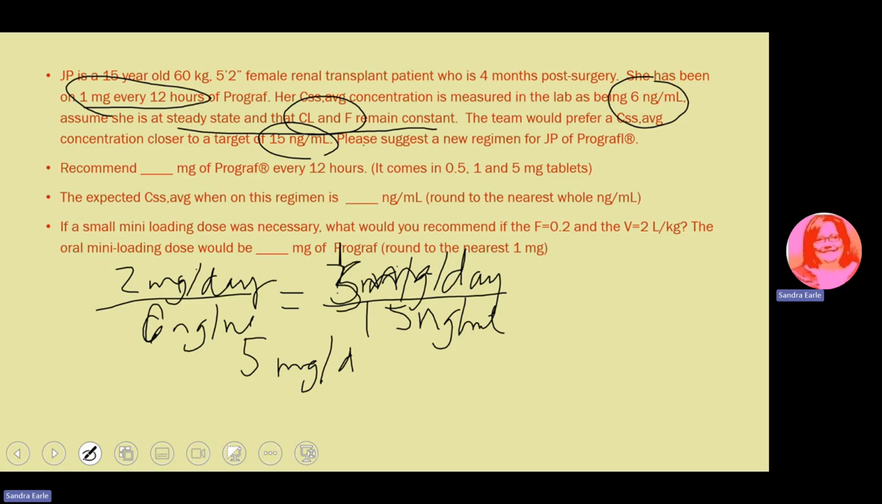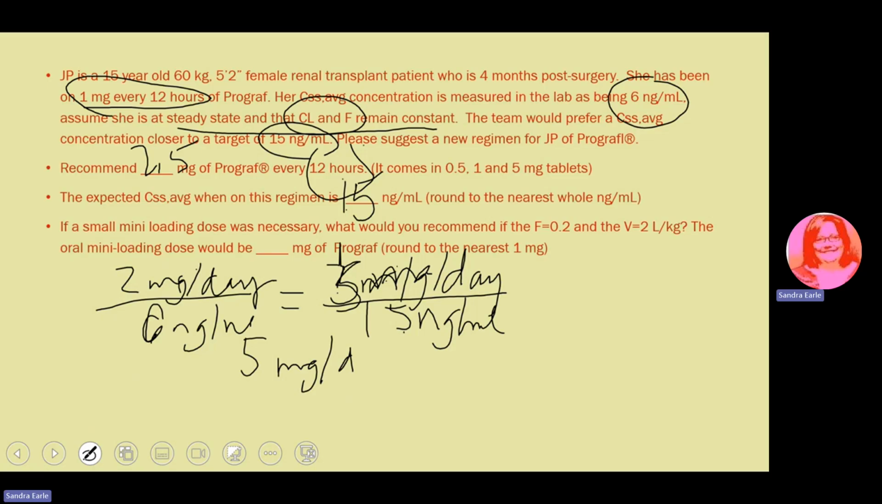So if we're going to give it every 12 hours, we're going to give 2.5 milligrams per dose. And we didn't have to round or anything, so we're going to expect to get a concentration of 15 nanograms per ml. We don't have to put it back in because we know that when we give 5 milligrams per day, we're going to get 15. So if we need a mini loading dose, what would you recommend if bioavailability is 0.2, volume is 2?